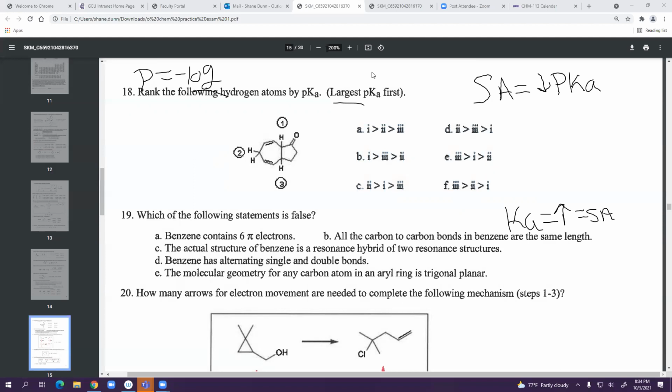So we looked at this molecule yesterday, right? What makes a hydrogen acidic is being near resonance structures. Hi, John. I don't know who you are, but hi. So which one is more acidic? 1, 2, or 3? Nope. Which one is near more double bonds? 1 is, right?